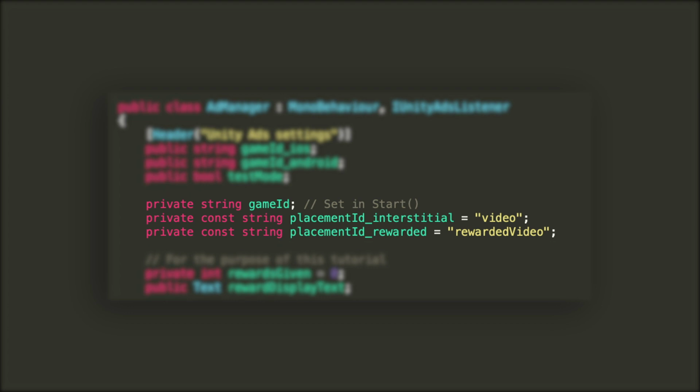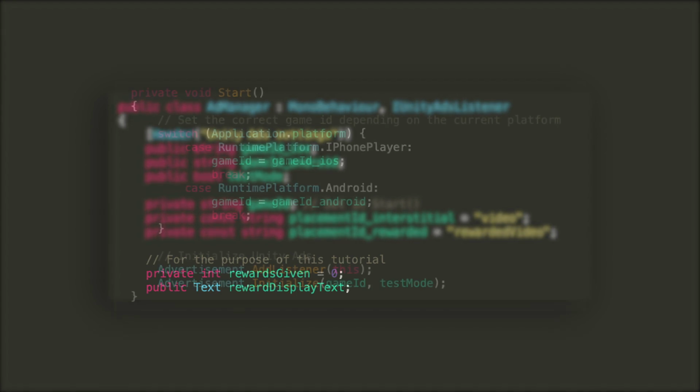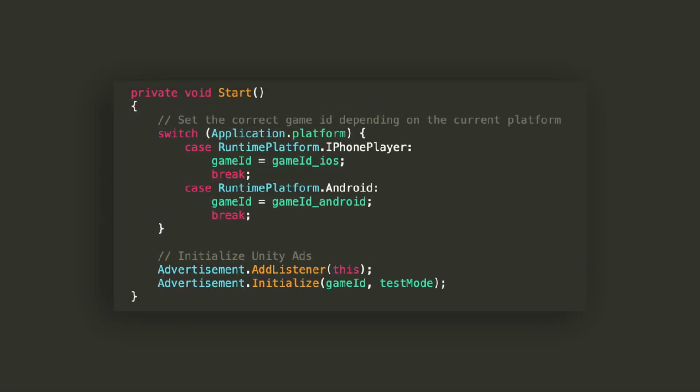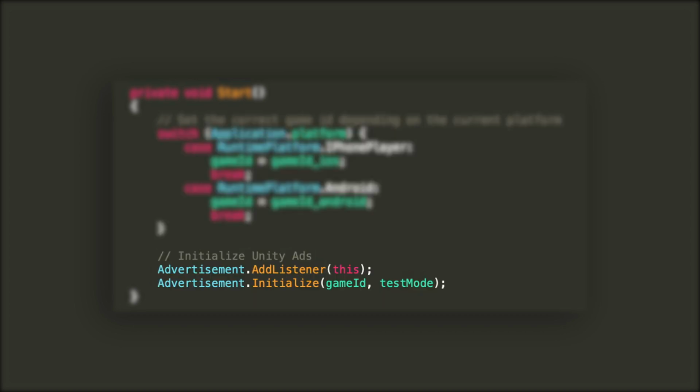And we're gonna use these to ask the system for either kind. Then I added a private int and a public UI text reference for the sake of the tutorial to keep track of how many rewards have been given to the player. In the start method, we're firstly gonna pick the correct game IDs depending on what platform the player is using. After that, we're gonna initialize the advertisement for our game. We're doing so by passing the AdManager to the AdListener function and both the game ID and the test mode boolean to the initialize function.